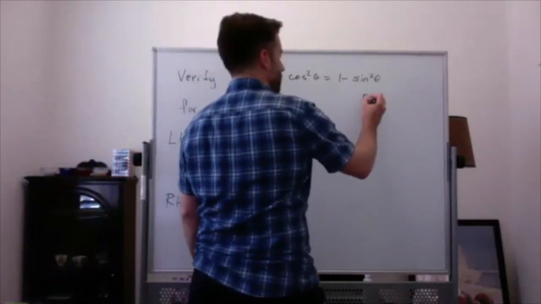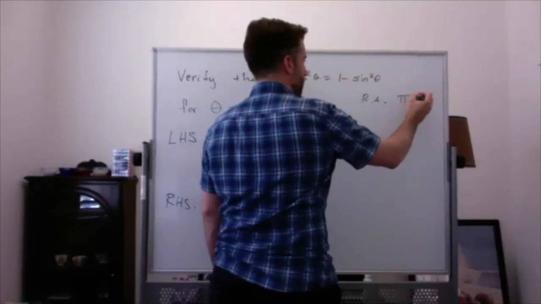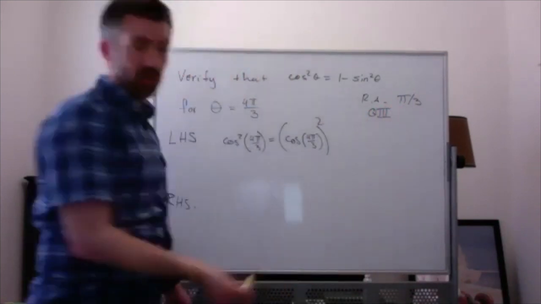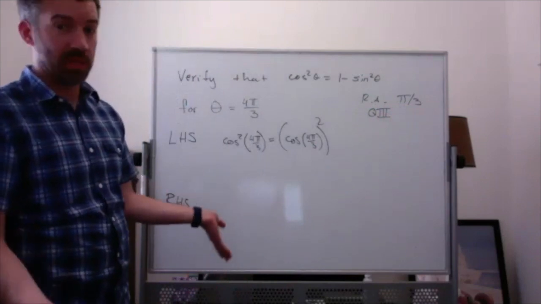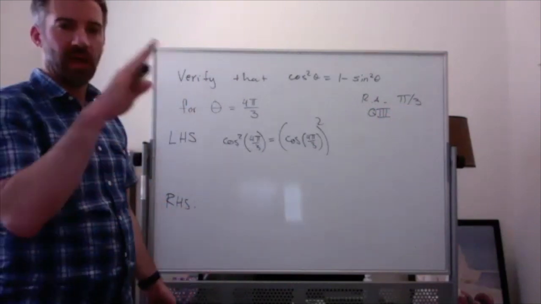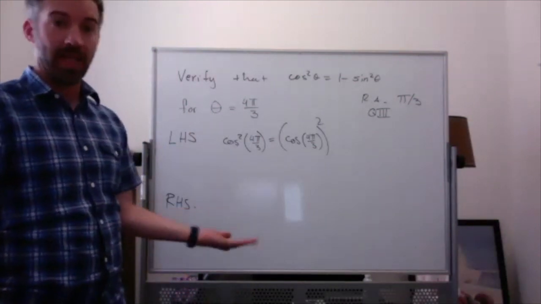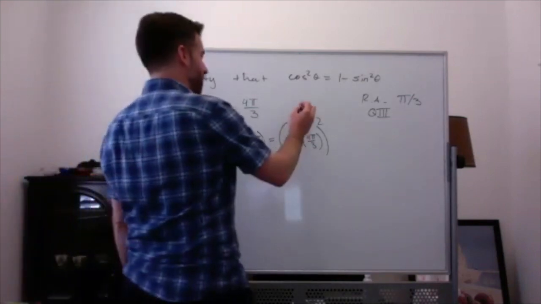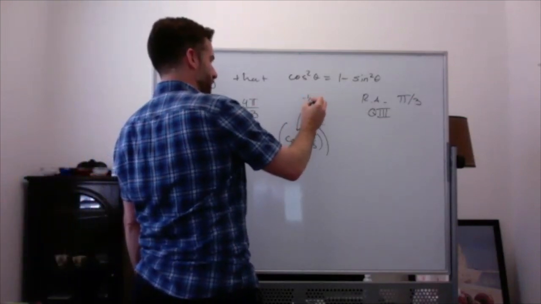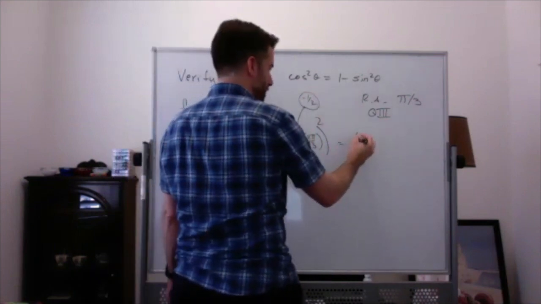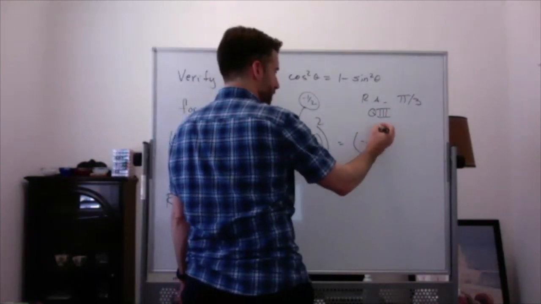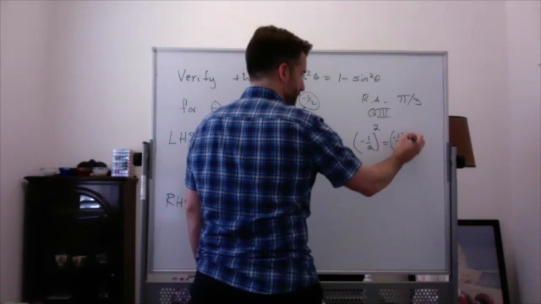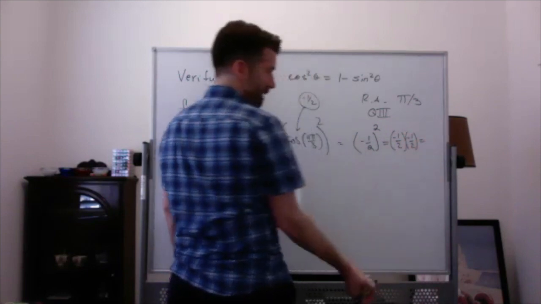So I know my reference angle is pi over 3. I know my quadrant is quadrant 3. So I know cosine is negative in quadrant 3. And if my reference angle is pi over 3, I know cosine is the 1/2 value. So it's going to be negative 1/2 because we're in quadrant 3. So cosine of 4 pi over 3 is going to be a negative 1/2. So it's going to be negative 1/2 squared, which is negative 1/2 times negative 1/2, which ends up being positive 1/4.